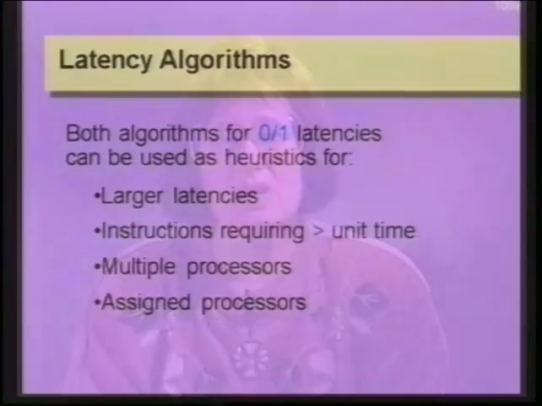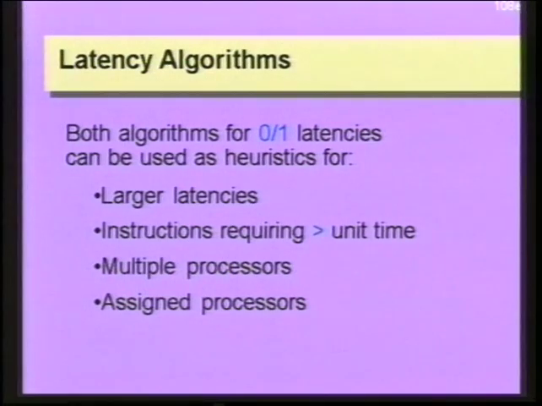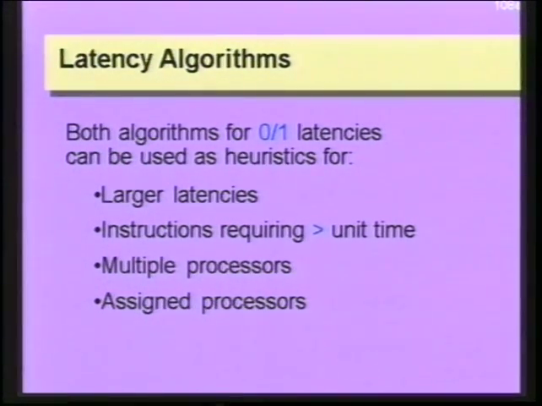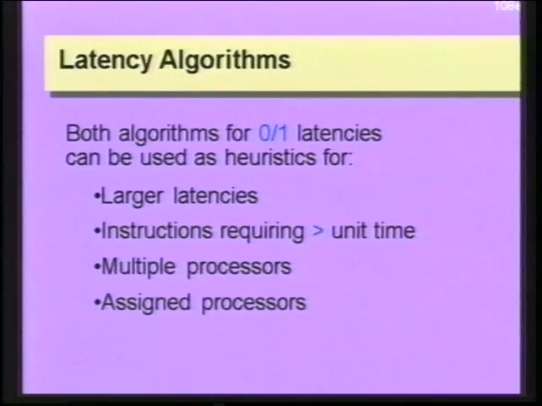I expect that as we continue working on these problems, we'll come up with more cases of problems which are related to instruction scheduling and do not derive from classical scheduling theory. Now, both of these algorithms for 0-1 latency can be used as heuristics for the kinds of problems that we really do want to solve, namely where we have larger latencies, or perhaps we have instructions that require more than unit time, or we have multiple processors, or even if we have assigned processors, or functional units, I should say. Now, again, these are going to be heuristics. We can't promise you optimal solutions.